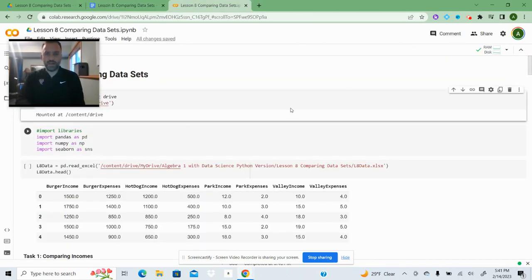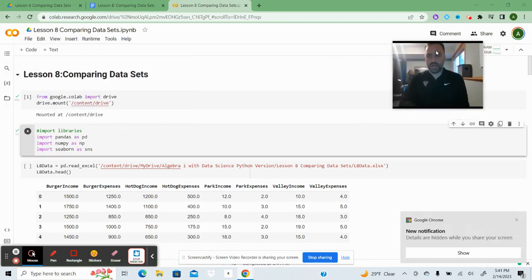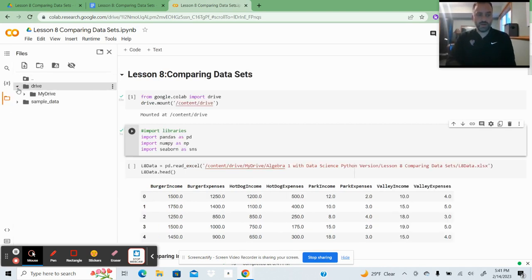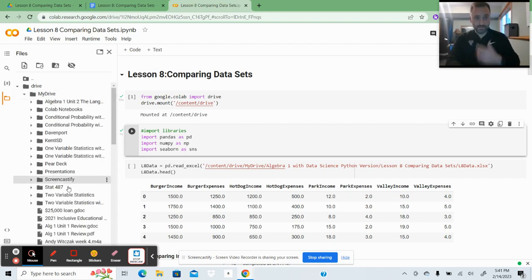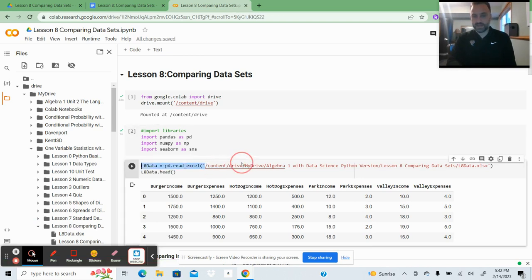So what I'm going to do here is I mounted my drive already. I'm going to import my library here. And then next, I'm going to change my path file. So I go here to this folder, go to my data, access my drive here. Go to the lesson 8 comparing data Excel file, copy the path, and then paste it.